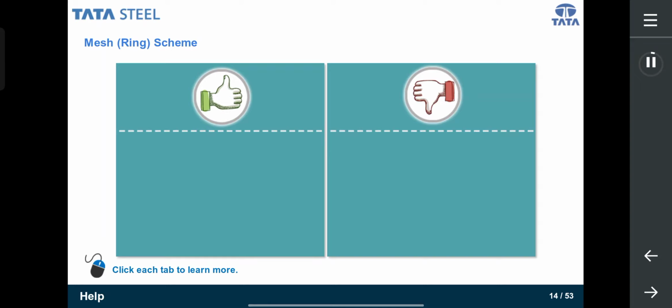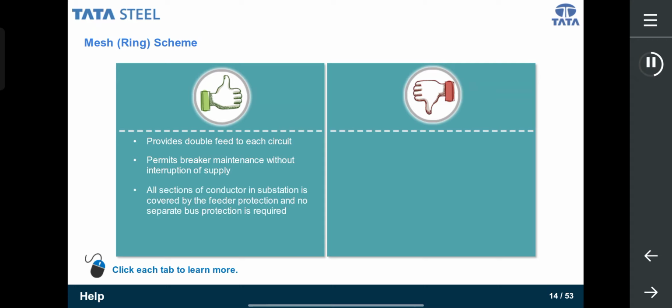Its advantages are provides double feed to each circuit, permits breaker maintenance without interruption of supply. All sections of conductor and substation are covered by the feeder protection and no separate bus protection is required. Cheaper than double bus or main and transfer bus schemes. Its disadvantages are protection is complex.